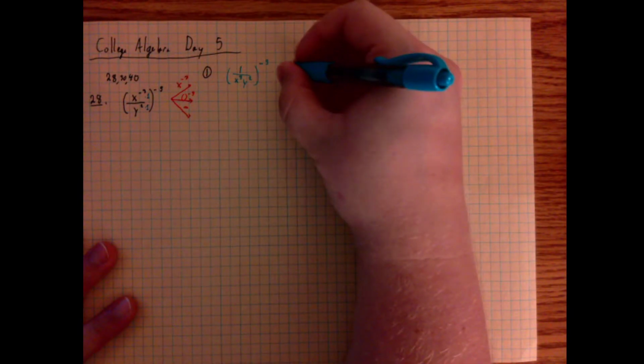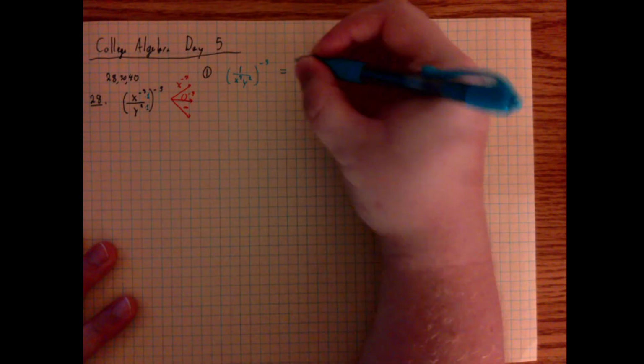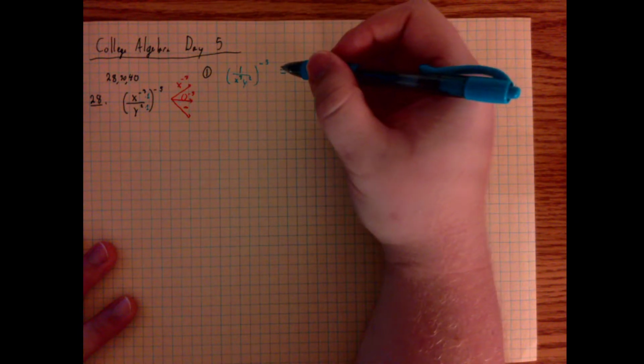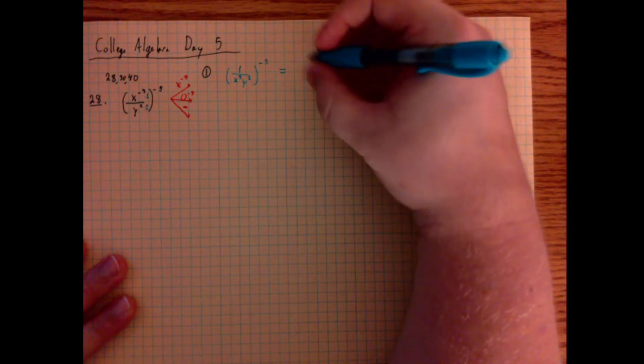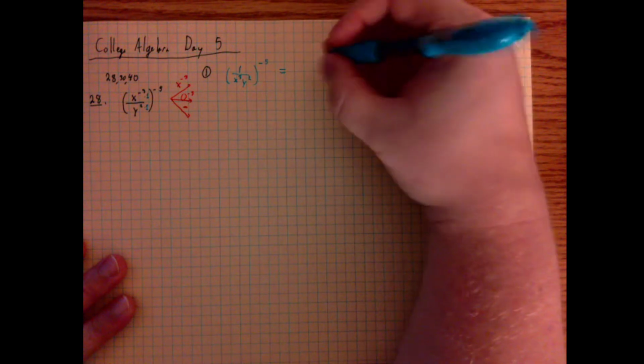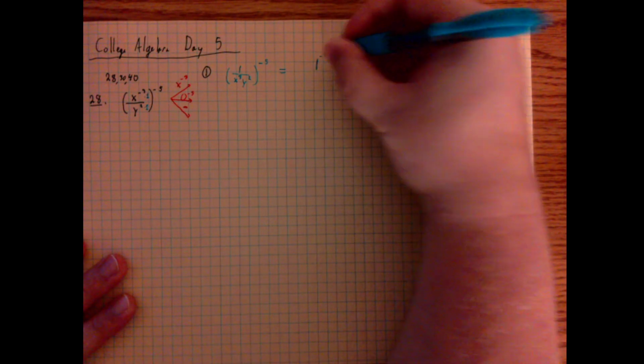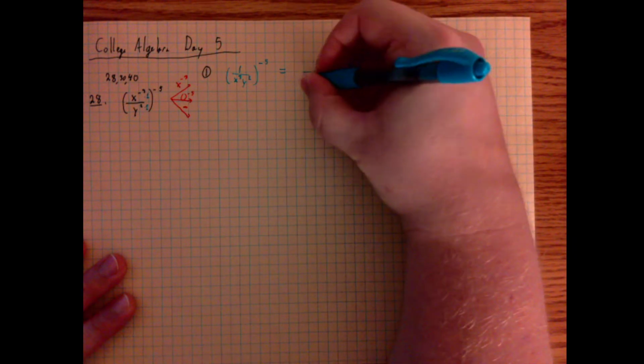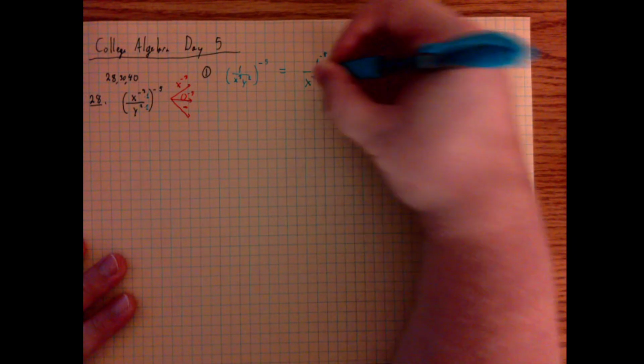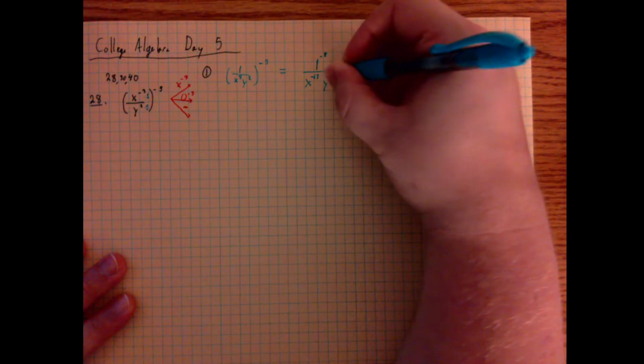Now from here I have different options, but I'm going to go with the most common. The most common would then be to distribute this negative fifth power. Now watch what happens when I do that. I have to distribute to every single term, so I distribute that to the 1 as 1 to the negative fifth power, x to the negative 15th power, y to the negative 10th power.